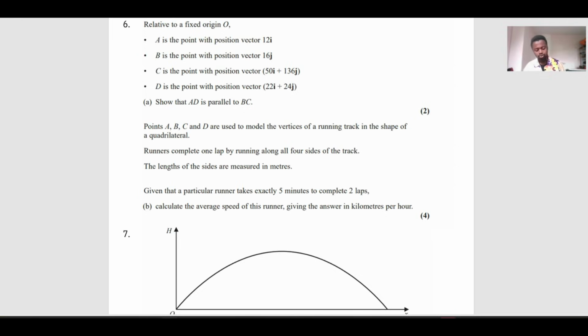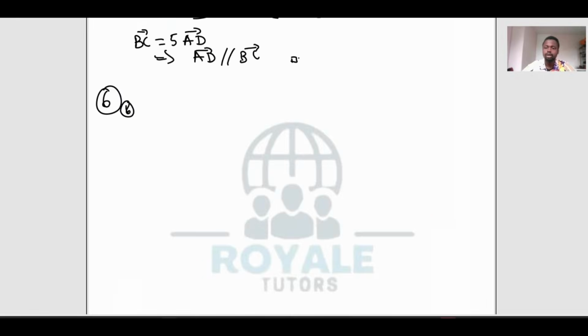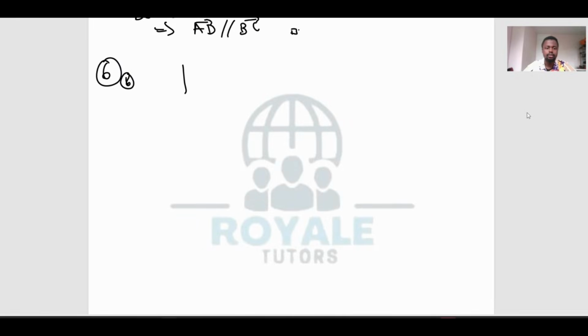So what you do is we find the distance for one lap, which is going around the quadrilateral, and then we multiply it by two to find the distance for two laps, and then we use it to get the average speed. All right, let's try and draw the quadrilateral. We don't know if it's a rectangle or a trapezium, whichever. We just know it is A, B, C, D. You can label it whichever way, but just make sure that it is A, B, C, D, not A, C, B, then D. Let it follow the same way.